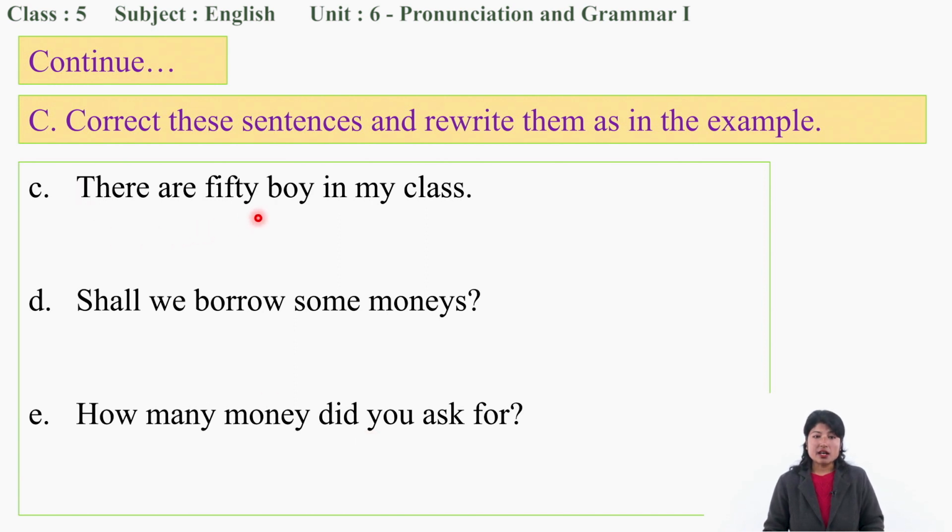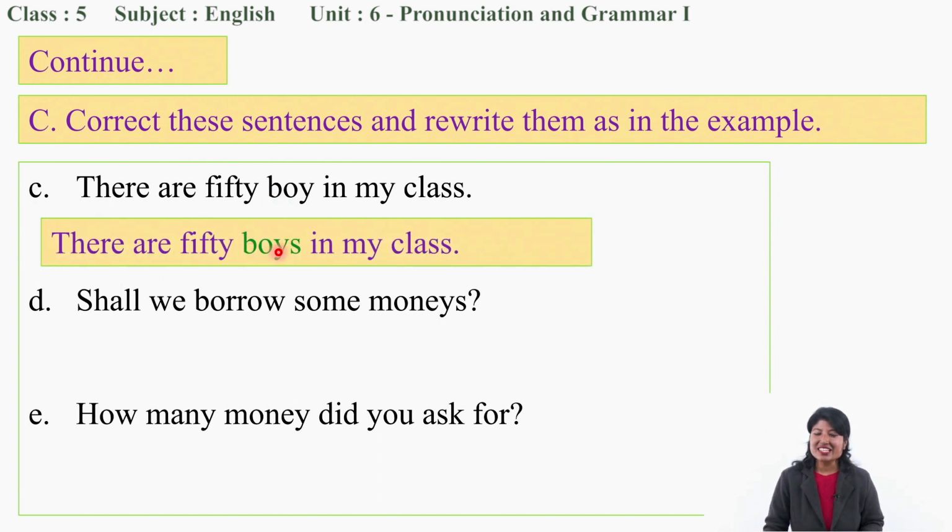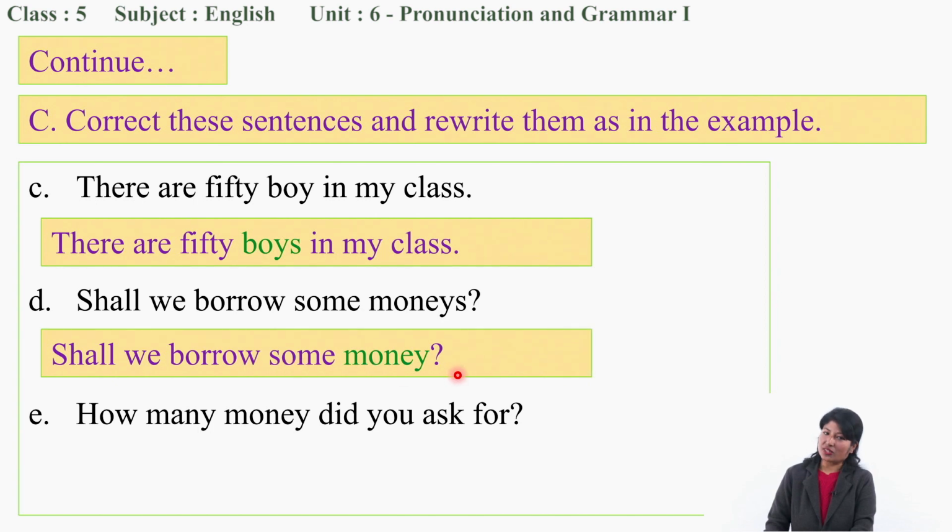C, there are 50 boy in my class. What's wrong with this sentence? Come on, tell me. Yes, there are 50, then obviously 50 boys, right? Boy, plural form boys in my class. Okay, D. Shall we borrow some monies? Okay, what's wrong with the sentence? Monies, right? We don't say monies. Instead of it, we say, shall we borrow some money only?